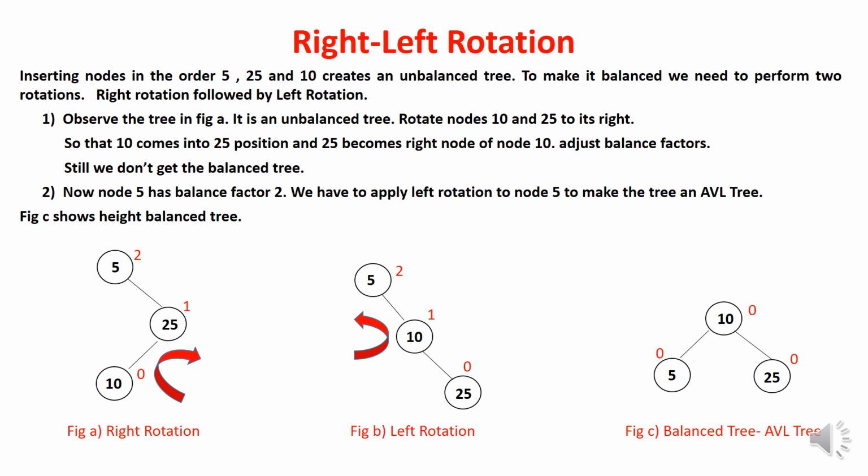So 10 comes into the 25 position and 25 becomes the right node of node 10. Adjust balance factors. Still, we don't get the balanced tree. Now, node 5 has balance factor 2. We have to apply left rotation to node 5 to make the tree an AVL tree. Figure C shows the height balanced binary tree, which is an AVL tree.